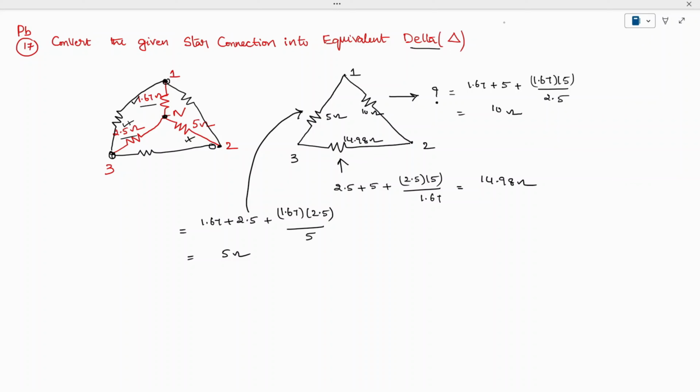So now this is the formula behind. I will repeat for those who are unable to understand. This black color resistor is touching which two red color resistors? One is 1.67 and next one is 5. So I have to write down 1.67 plus 5 plus the product of these two, 1.67 into 5, divided by, so these two are completed, what is the remaining resistor? 2.5. The same formula you have to apply for all the three branches, then you can convert the given star connection into a delta.